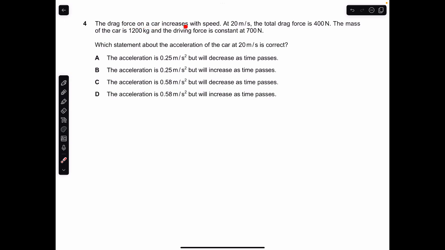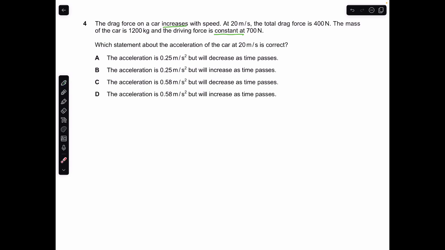The drag force on a car increases with speed. At 20 meters per second, the total drag force is 400 newtons. The mass of the car is 1200 kg and the driving force is constant at 700 newtons. Which statement about the acceleration of the car at 20 meters per second is correct?